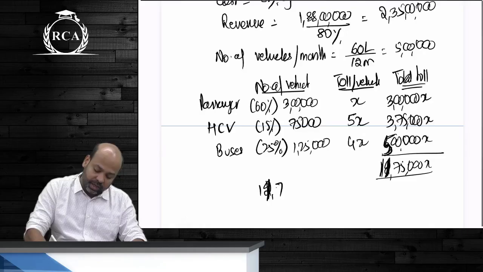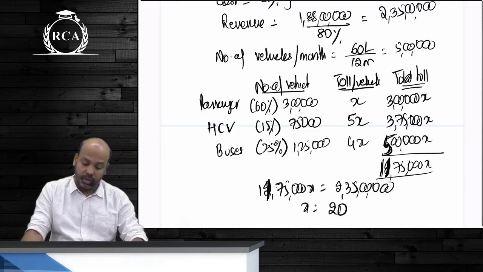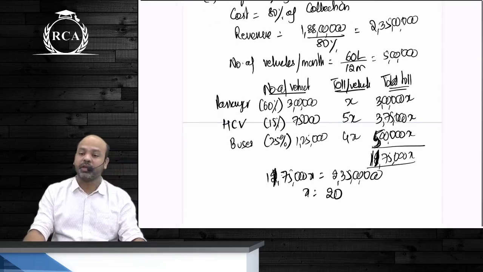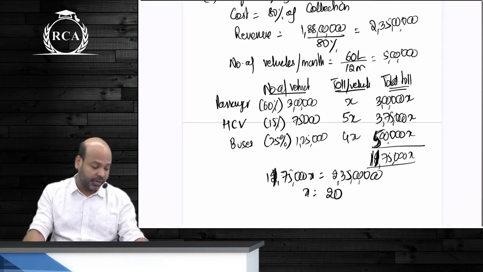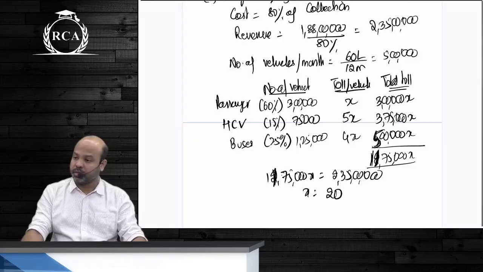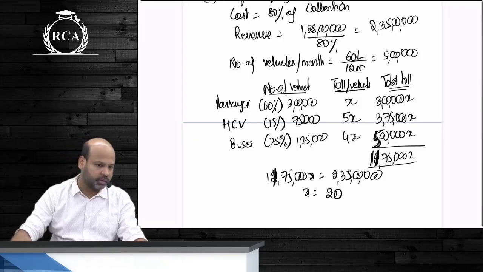So this 11 lakh 75,000 X you will be equating to 2 crores 35 lakhs, and you will get X as how much? So X is 20. That means the toll that you will be collecting from a passenger vehicle is 20 rupees. From a heavy commercial vehicle it will become 100 rupees, and from a bus it will become 80 rupees.